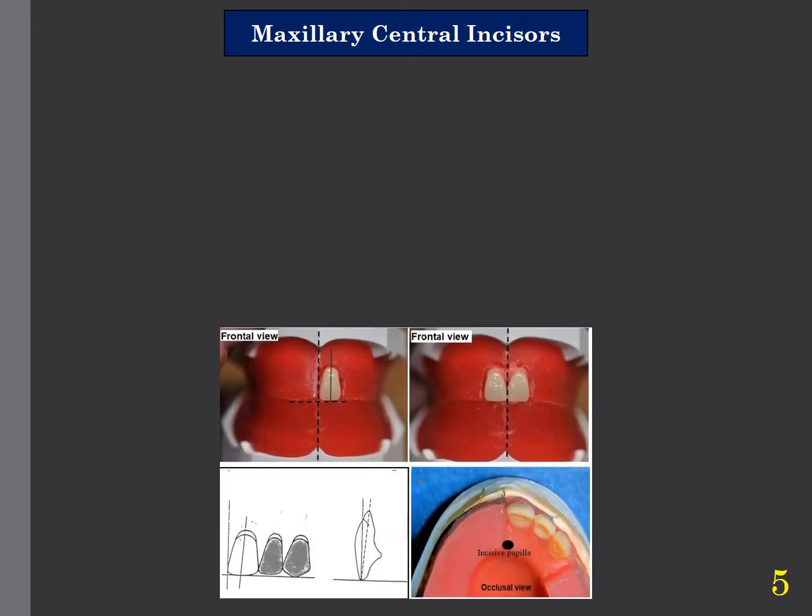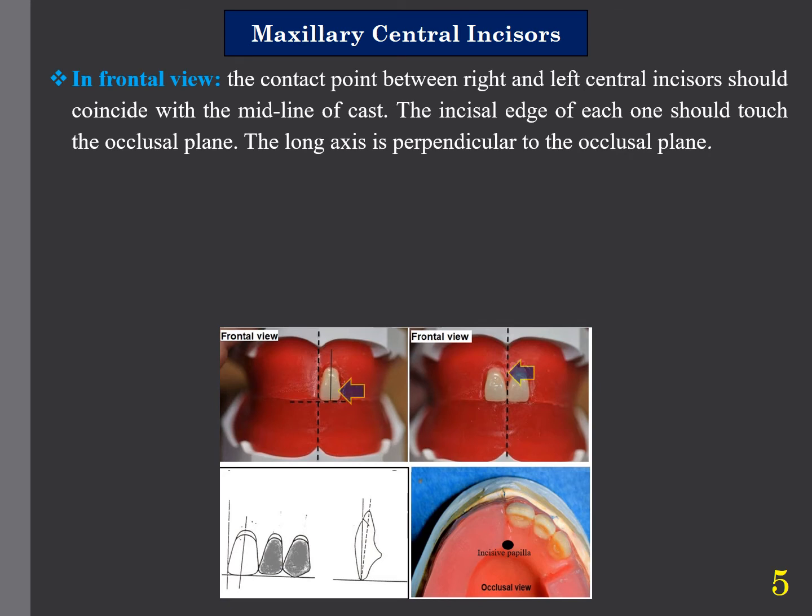The first tooth is the maxillary central incisor. In a frontal view, the contact point between right and left central incisors should coincide with the midline of the cast. The incisal edge of each one should touch the occlusal plane. The long axis is perpendicular to the occlusal plane.